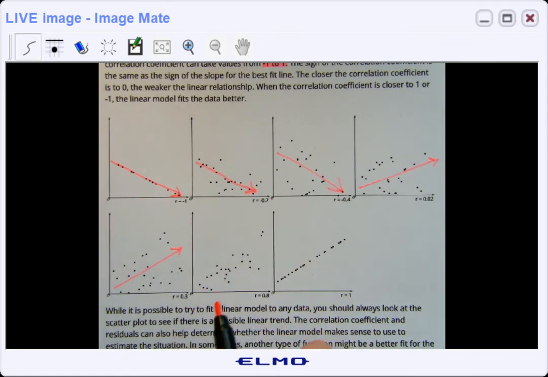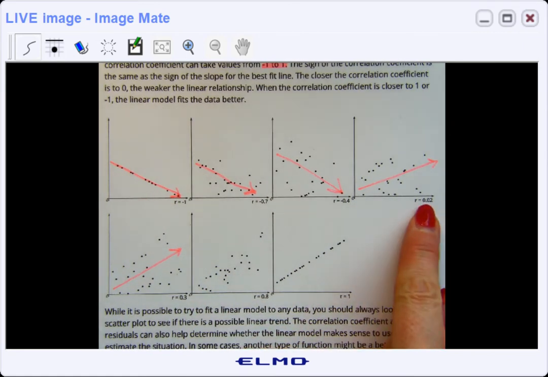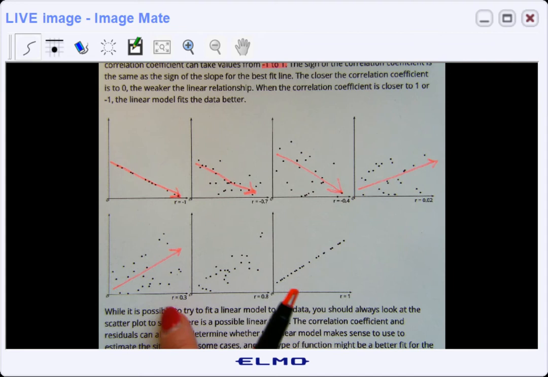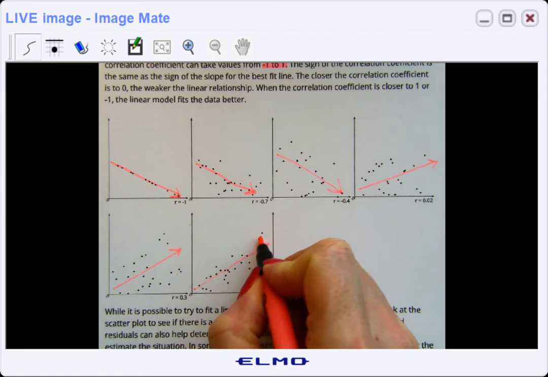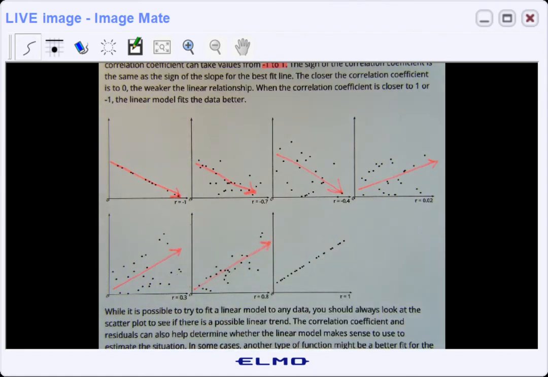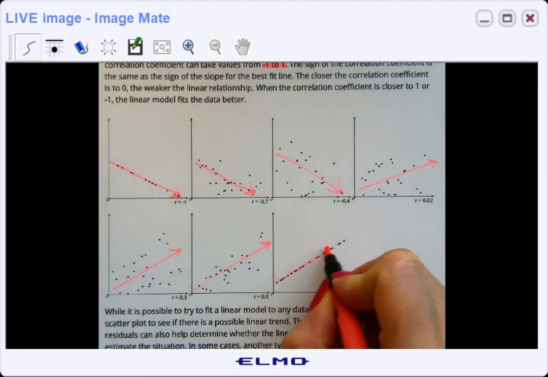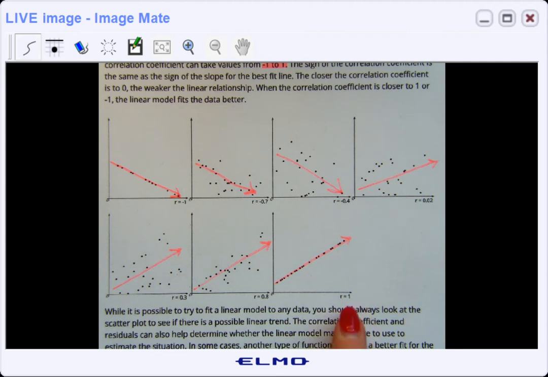A correlation coefficient of 0.02 is almost 0, so you can see the points are all pretty spread apart. However, here those points are getting closer to the line. So it's still a rather weak relationship, and we get stronger and then very strong as we go. We can see those points appear to be a lot closer to that trend line, or line of best fit. And then these points with a perfect R value of 1 are all lined up.